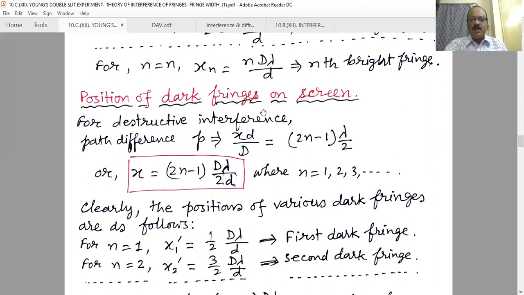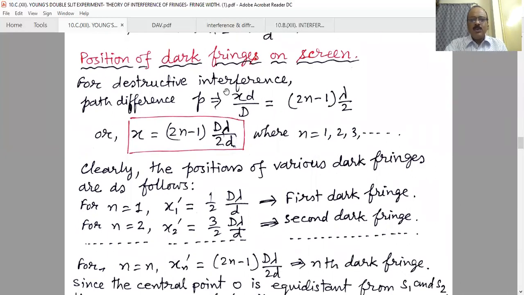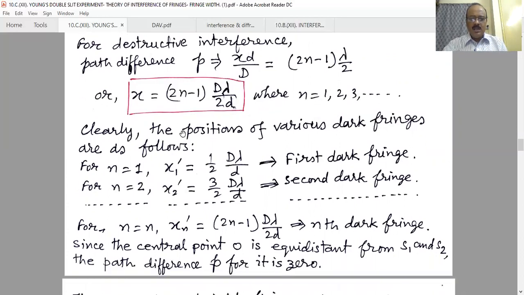Then what will be the position of the dark fringes? Now, for the dark fringes, we know that is where destructive interference takes place. The two waves meet at opposite phases, and it is possible when the path difference is an odd multiple of lambda by 2, half of the wavelength. The condition for the path difference is x equal to (2n minus 1) D lambda divided by 2d. Here be careful, n starts from 1, 2, 3, because there will be no central dark fringe, therefore there will be no n equal to 0. Now x is equal to (2n minus 1) D lambda by 2d, where n is equal to 1, 2, 3, etc. Clearly, the positions of the various dark fringes are as follows.